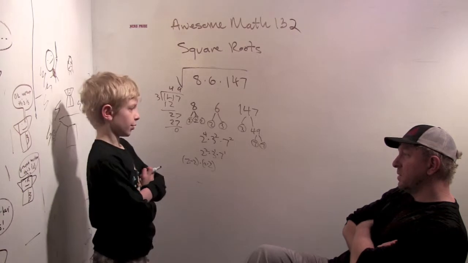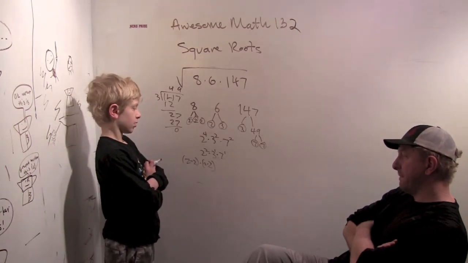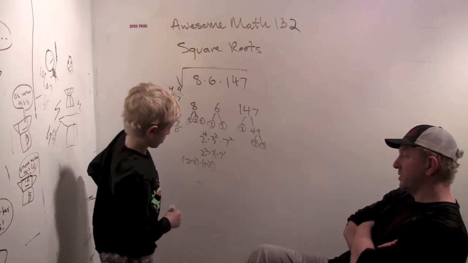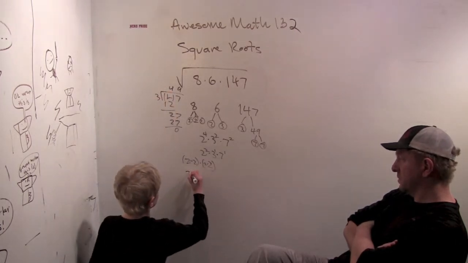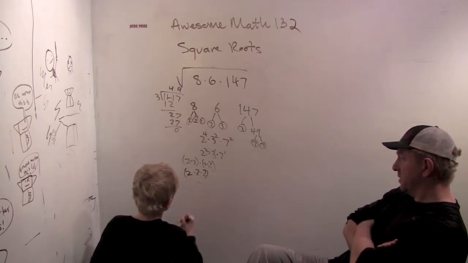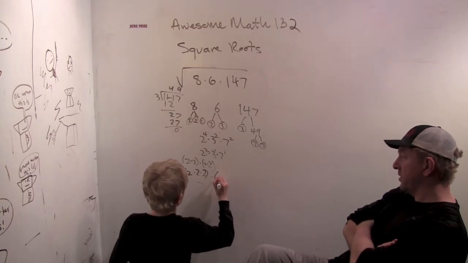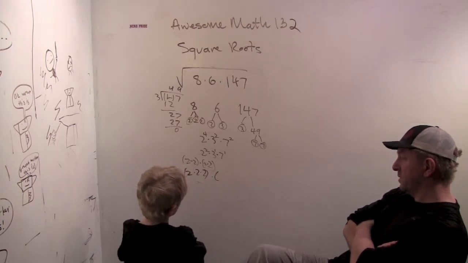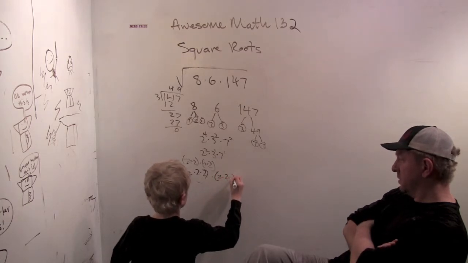Well, that would be 2 to the 9th. Write it out. 2 cubed times 2 cubed. Well, we got 2 times 2 times 2 times 2 cubed squared, right? 2 cubed squared, so times 2 times 2 times 2.